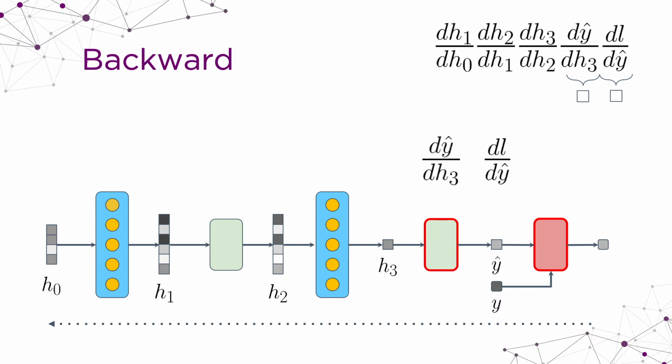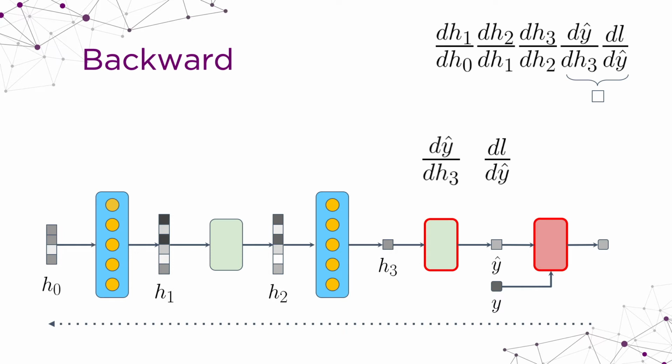Then I arrive at this module. I call the backward method: derivative of the prediction with respect to this representation H3. And I have another scalar. Then I multiply the two together to obtain one single scalar, and then I can combine it. So now I have this quantity, derivative of the loss with respect to H3.